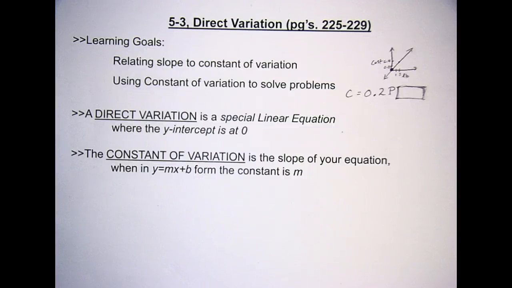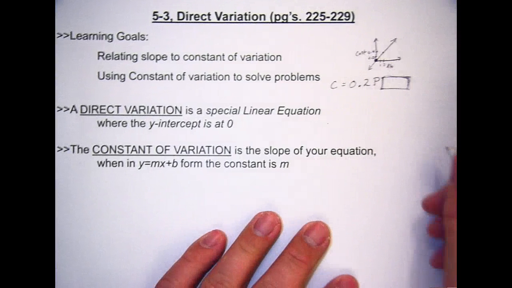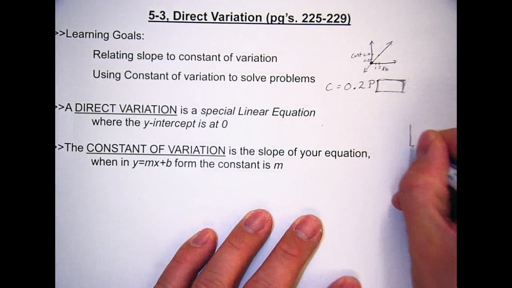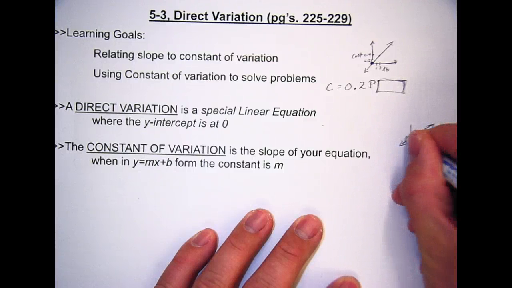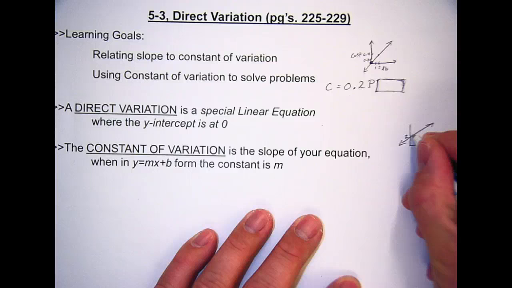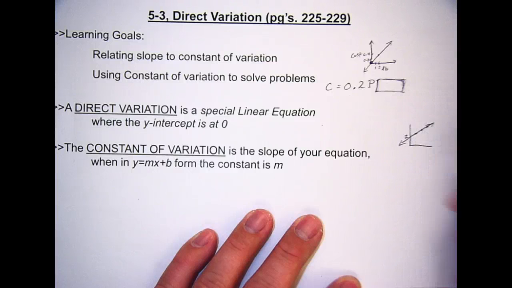Okay? When would be a situation when you wouldn't have a direct variation? Maybe when would you have a situation where your picture doesn't look like it's going through the origin? Maybe it starts up here at 2, and then you have a fee per.